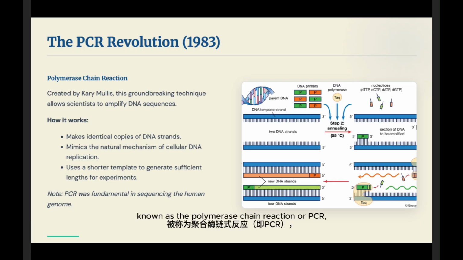This process, known as the polymerase chain reaction, or PCR, allows scientists to make identical copies of DNA strands by mimicking the natural mechanism of DNA replication inside living cells. By using a relatively shorter template strand, scientists can generate a sufficient length of a sequence for future experimental processes. Beyond immediate lab applications, PCR was also fundamental in allowing us to sequence the human genome.